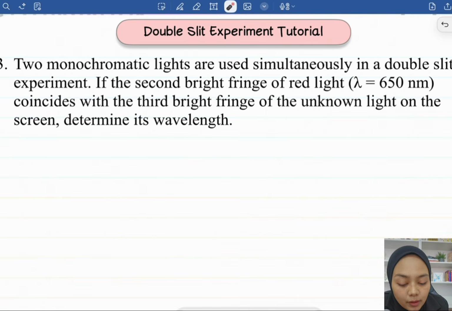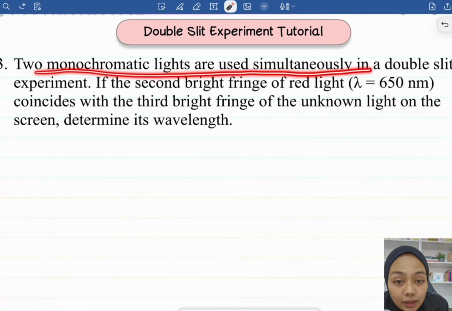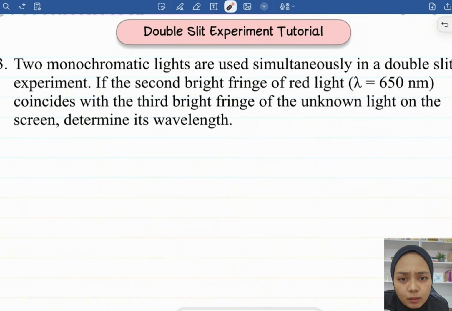Let's move to question number 3. Two monochromatic lights are used simultaneously. In the previous two examples we used only one monochromatic light, but this time we use two. And then it says, if the second bright fringe of the red color coincides, that is, overlaps, with the third bright fringe of the unknown light, determine its wavelength.